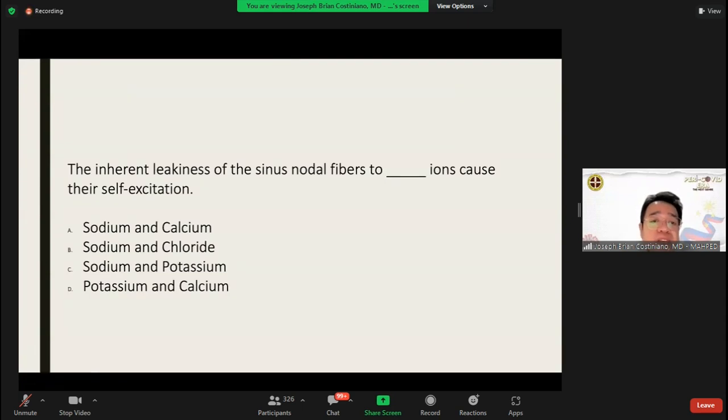Okay, the inherent leakiness of the sinus nodal fibers to what ions causes its self-excitation? Because our sinus node has rhythmicity and automaticity. So what are the ions responsible for the rhythmicity, automaticity, and self-excitation of your sinus node? Is it A, sodium and calcium? B, sodium and chloride? C, sodium and potassium? Or D, potassium and calcium?